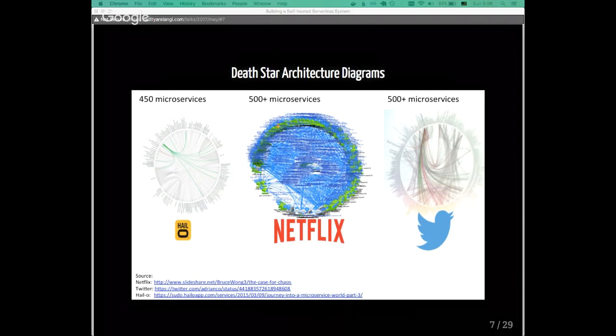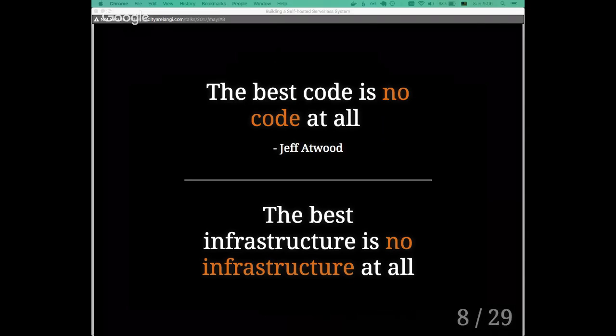Like Jeff Atwood says, the best code is no code at all. If you take that and apply it to infrastructure, the best infrastructure is no infrastructure at all. So let's say you have a microservice and you don't need it running all the time, right? An example of this would be an image resize, image manipulation service.